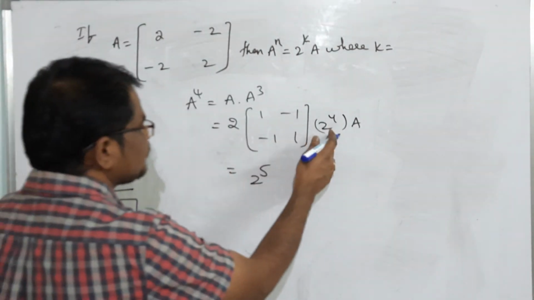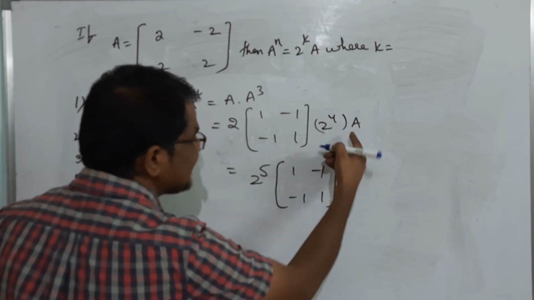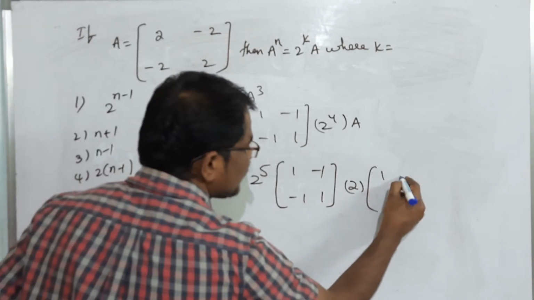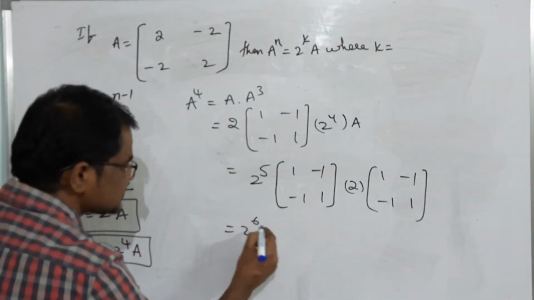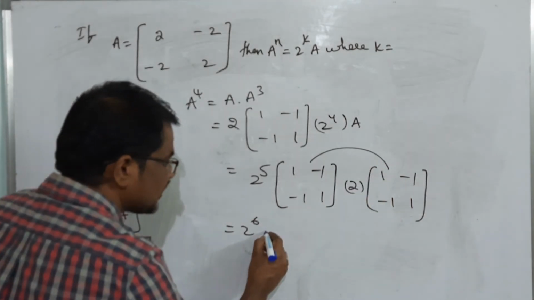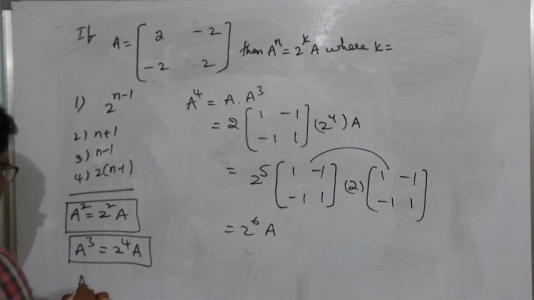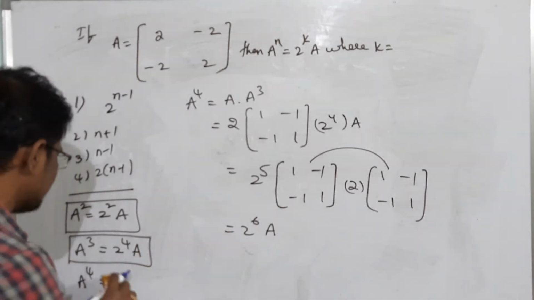Now 2 to the power of 5 into (1 minus 1 minus 1, 1), and a is what? 2 into (1 minus 1 minus 1, 1). So 2 into 2, 2 to the power of 6. Again if you multiply, what you will get? A only you will get. So a to the power of 4 equal to what? 2 to the power of 6 into a.